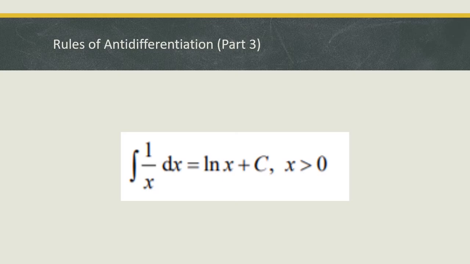The last rule for integration is as shown as follows. This rule basically says that the antiderivative of 1 over x is ln of x, as x is greater than 0. So in this equation as shown, we know that the antiderivative of 1 over x is equal to ln of x.